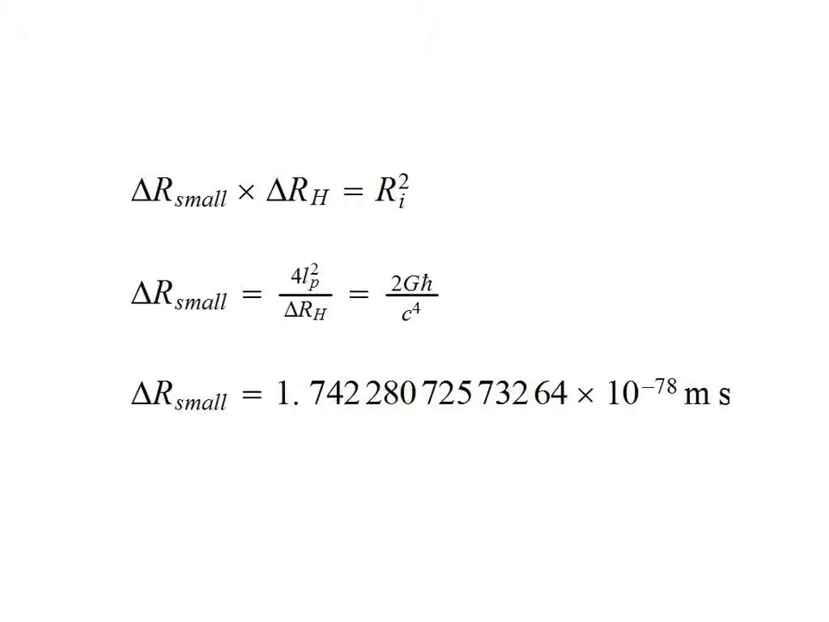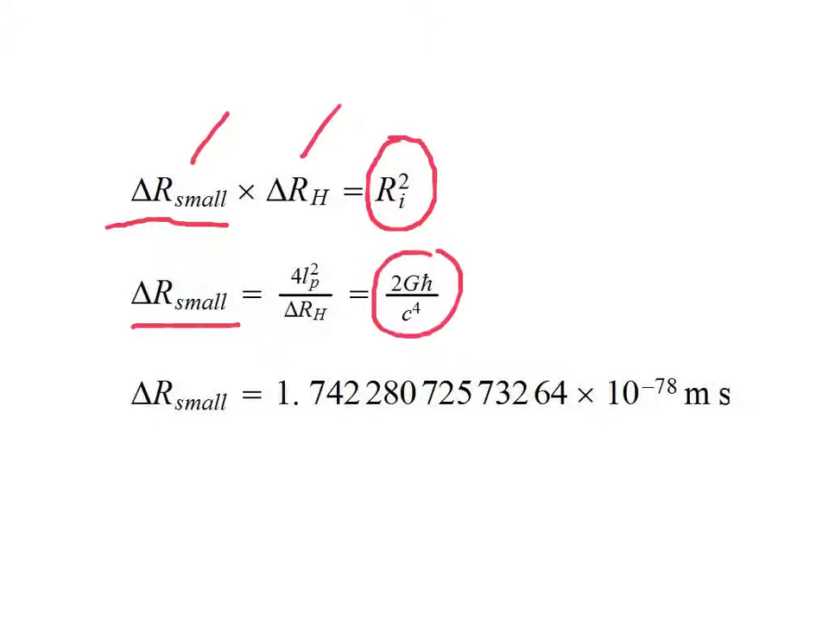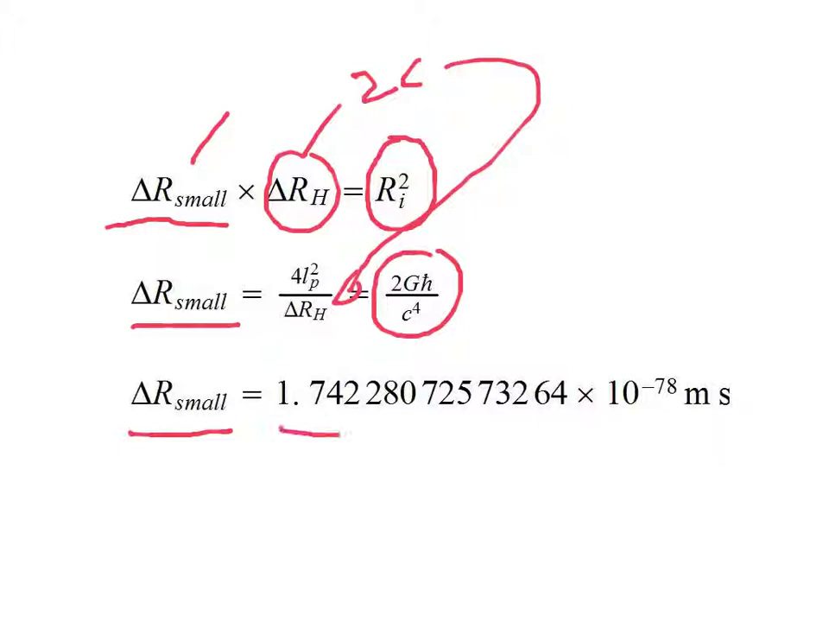Let's calculate delta R small. Using the geometric mean relationship, delta R small times delta R large will equal the initial radius squared. Calculating delta R small gives us 2 times G h bar over c to the fourth, because we know that this value here is equal to 2c, and we can plug it into the equation here. Numerically, delta R small comes out to about 1.7 times 10 to the minus 78th meter seconds.